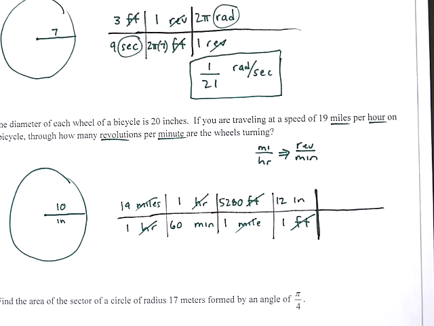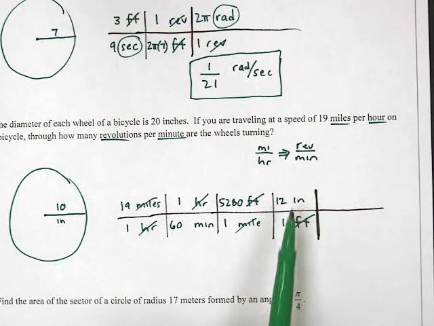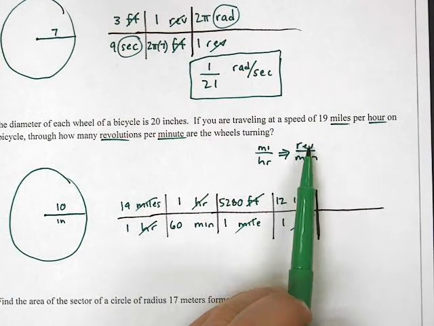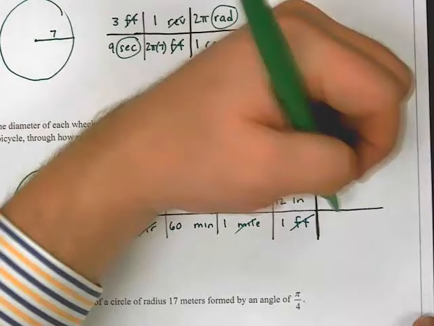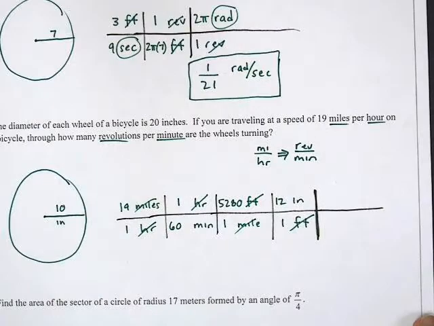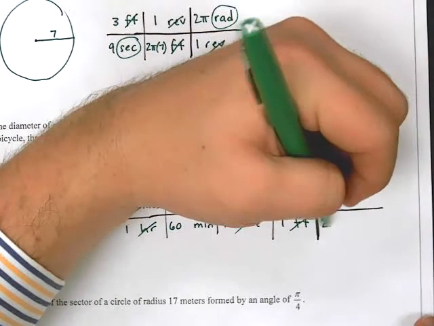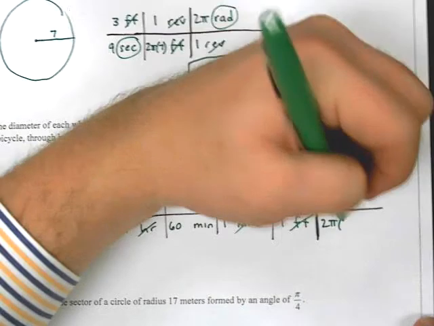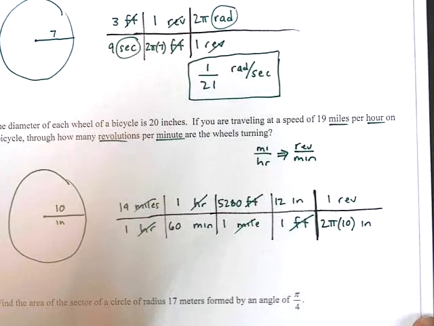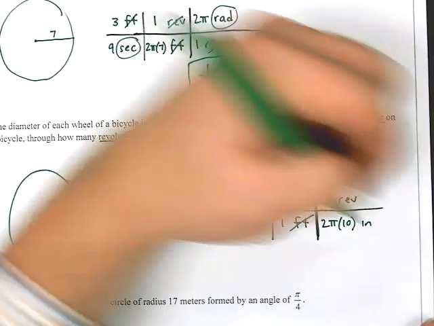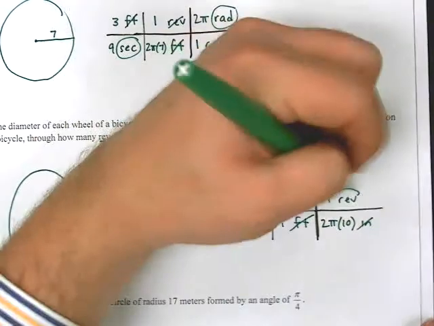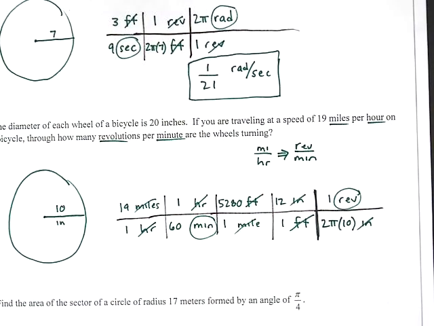The last thing I need is I need to now say that I know that I can convert from inches into revolutions, because I know that the circumference, or in 1 revolution, there is 2 pi times 10, and that's in inches. So now inches cancel, and I'm left with minutes and revolutions, which is exactly what I wanted.